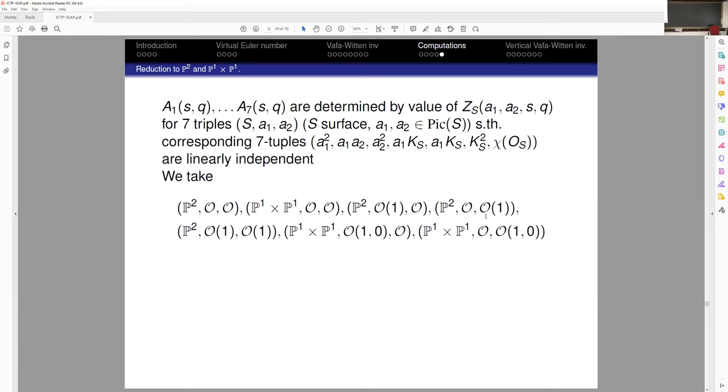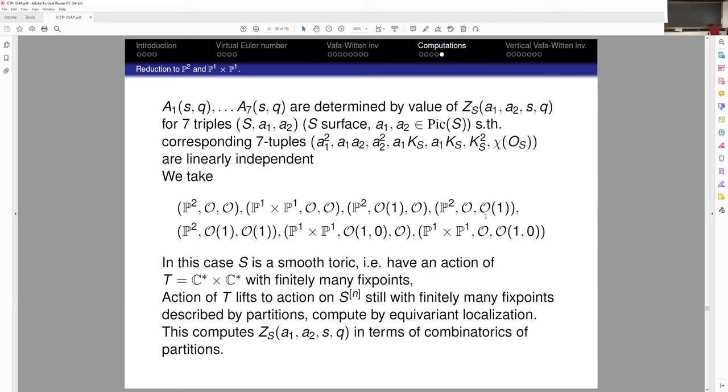Now S is a smooth toric surface, so it's a surface with an action of C star times C star with finitely many fixed points. The action lifts to an action on the Hilbert scheme of points by just pulling back the subschemes. And it turns out the action still has finitely many fixed points. In fact, one can easily see that the fixed points are parameterized by tuples of partitions.